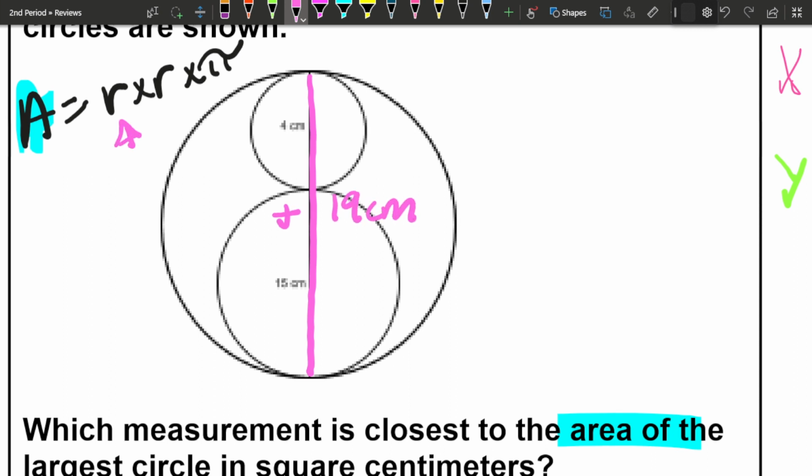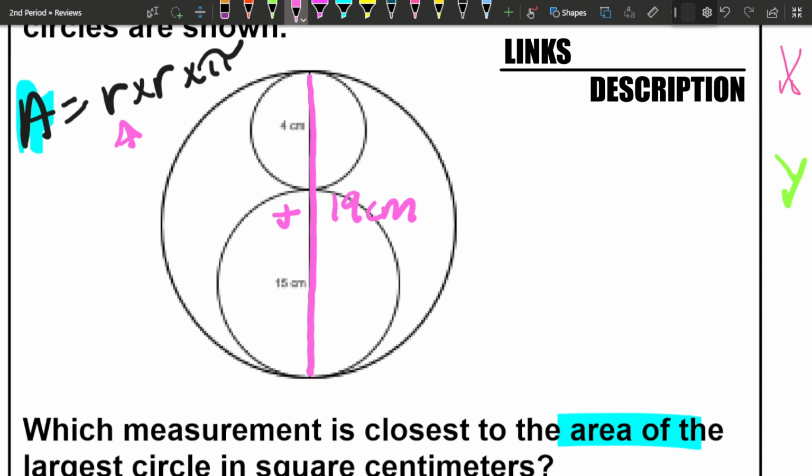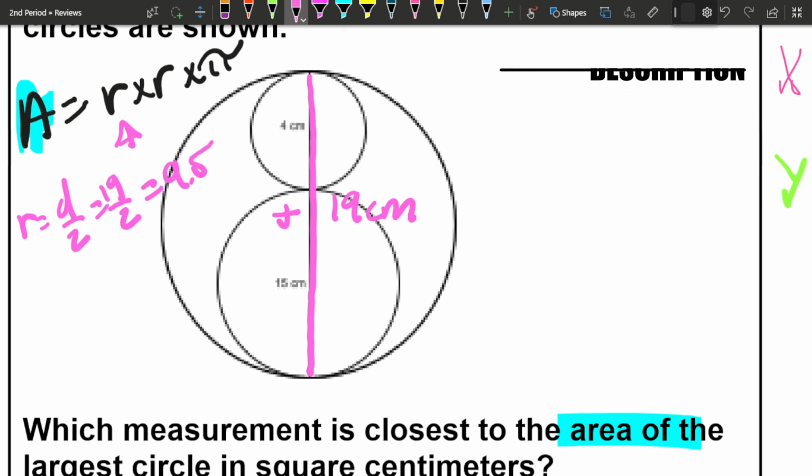However, what do I need? 19 divided by 2 to find the radius. Radius equals diameter divided by 2. So 19 divided by 2 gives us what? Very good. Radius equals 9.5. So now I can go ahead and work it. Area equals 9.5 times 9.5 times 3.14.